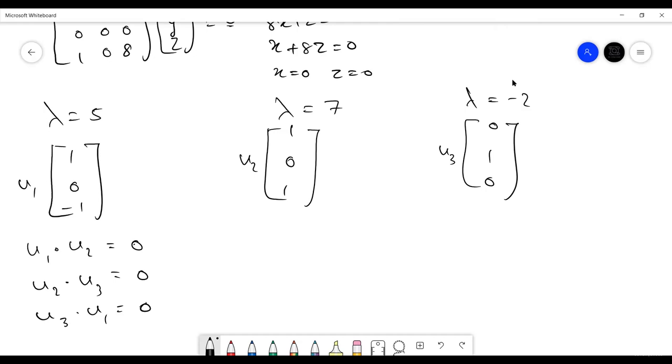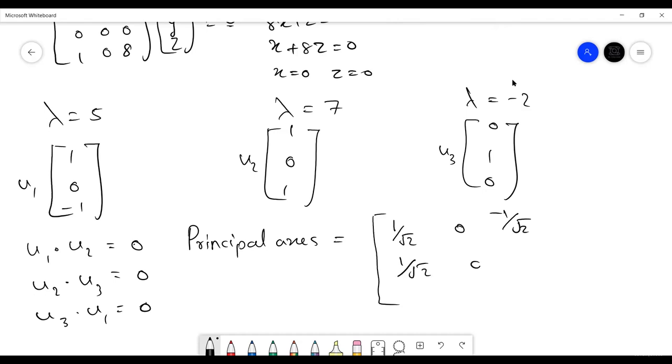So the eigen vectors we get are u1, u2, and u3. For the principal axis, we have to divide each by its modulus. We can write it as 1 over root 2, 0, minus 1 over root 2, then 1 over root 2, 0, 1 over root 2, and finally 0, 1, 0. So this is our principal axis.